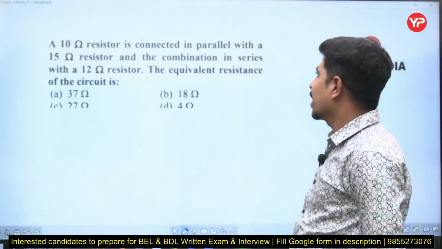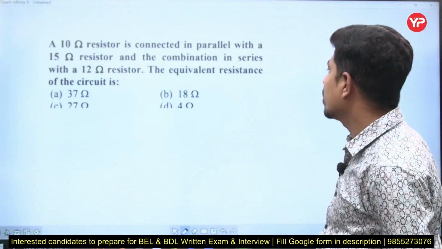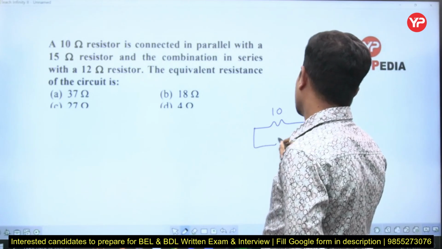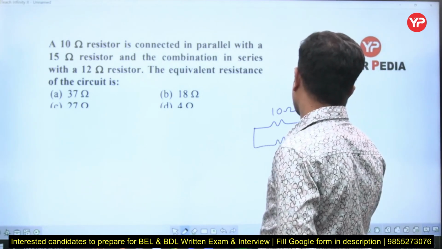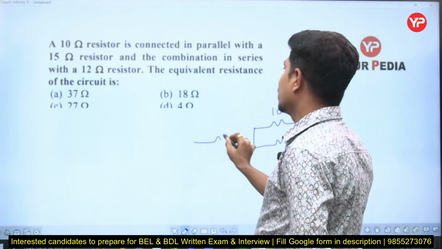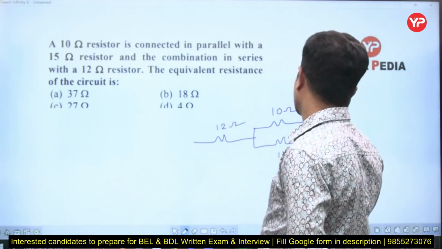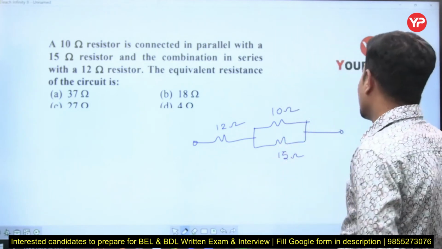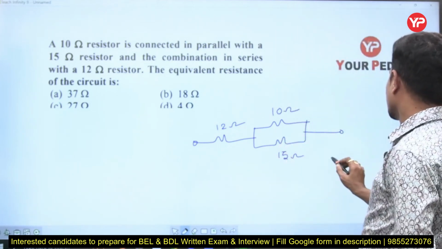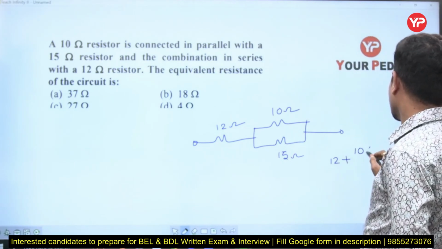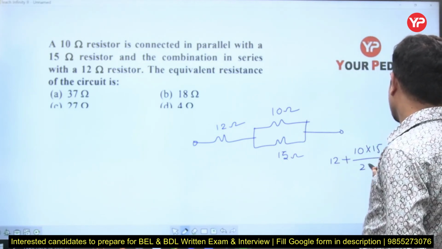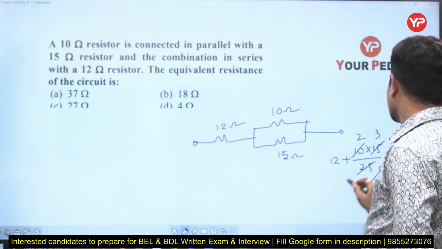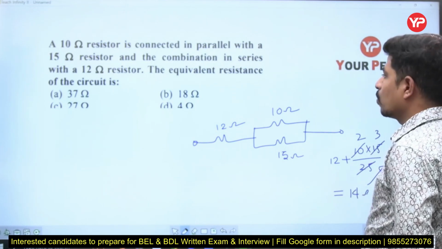A 10 ohm resistance is connected in parallel with a 15 ohm resistance and the combination in series with 12 ohm. Okay, this is 10 ohm, this is 15 ohm, connected in series with 12 ohm. The equivalent resistance is 10 in parallel with 15, 10 into 15 divided by 25. So 12 plus 10 into 15 divided by 25. 5 3s, 5 5s, and it is 5 2s. 12 plus 2 is 14 ohms.